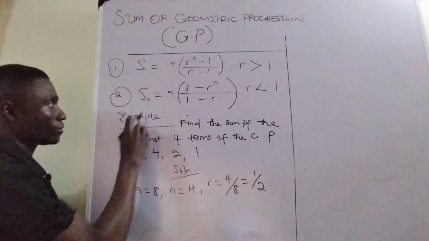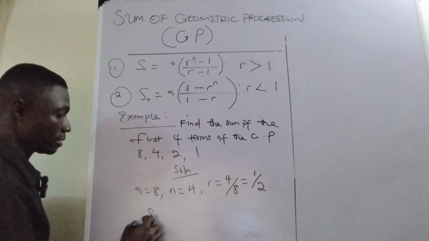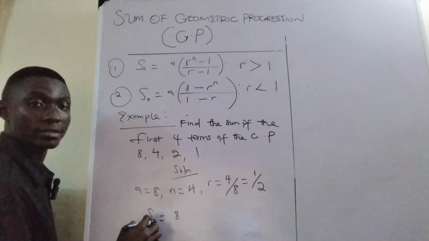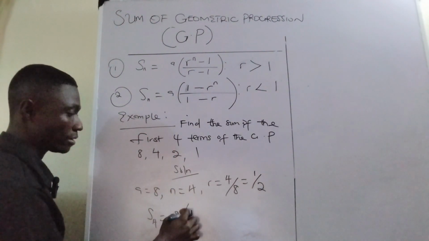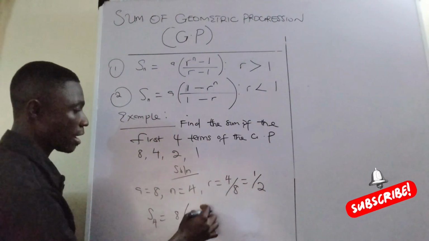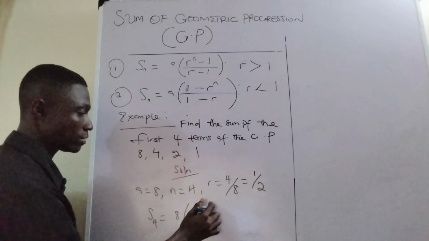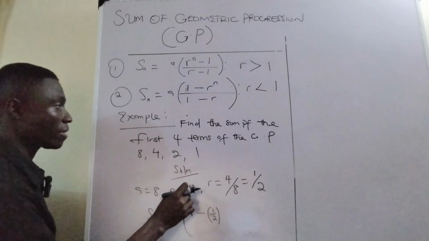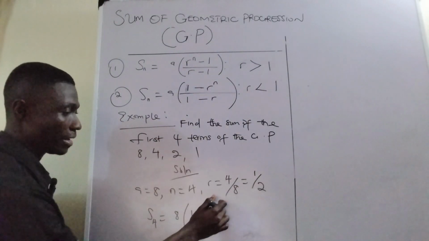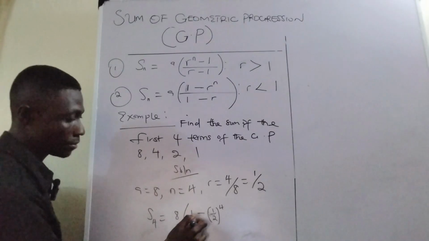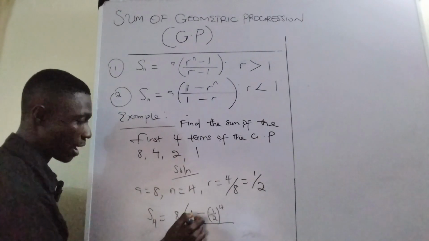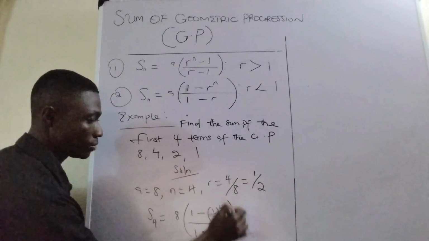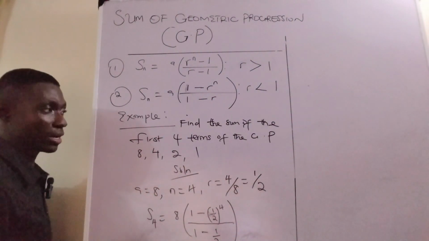So let's go ahead to fix it into this. So we can say sum of the first four terms, A is 8. And we open our bracket, 1 minus R. Our R in this case is 1 over 2, 1 over 2 raised to the power of N, and N in this case is 4, all over 1 minus R again, where R is 1 over 2. So we close our bracket, and we can actually continue from there.